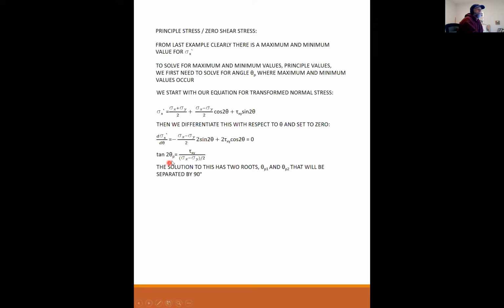So theta p, the subscript p, just designates those 2 angles that correspond to the principal stresses. You actually have a theta p1 and a theta p2 that are separated by 90 degrees. One of these is going to be the maximum normal stress, one of these is going to be the minimum normal stress, and they will be exactly 90 degrees apart.